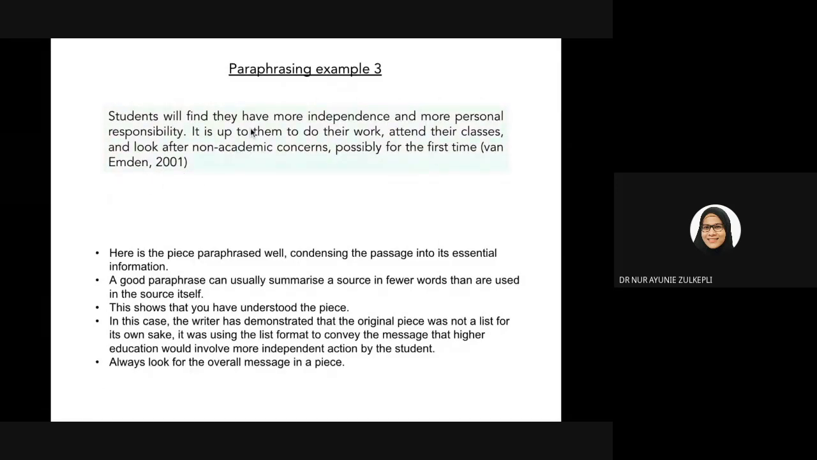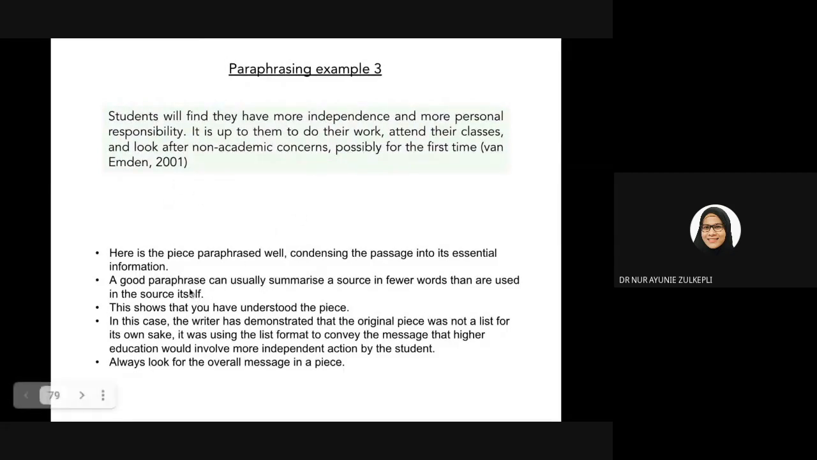So here is a well-paraphrased paragraph, condensing the passage into its essential information. The student paraphrased this in his own understanding, but the meaning actually doesn't vary from the original source. So you go back and try to differentiate these different types of paraphrasing from the original source.